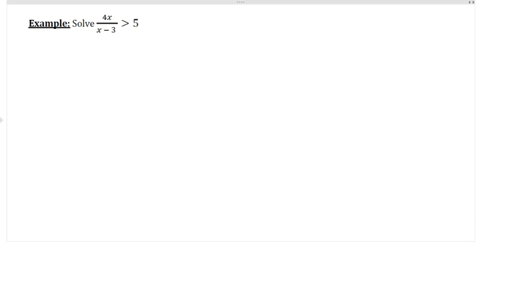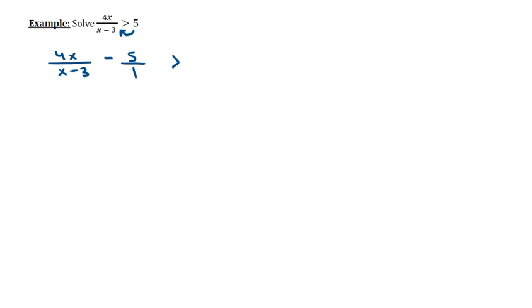What we want to do is make sure that one side of this inequality is 0, and we don't have a side that's 0 yet, but it's pretty quick and easy to do so long as you take this 5 over to the left via subtraction. That would give us 4x all over x minus 3 minus 5. And I want to put that over 1 for a particular reason, which I'll explain in just a second.